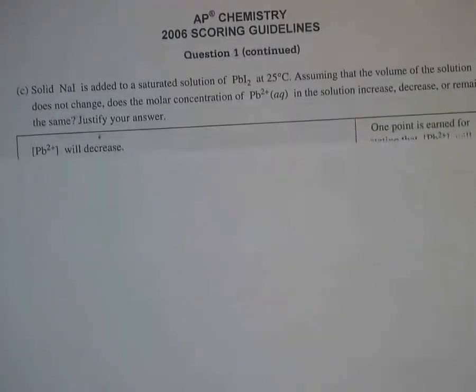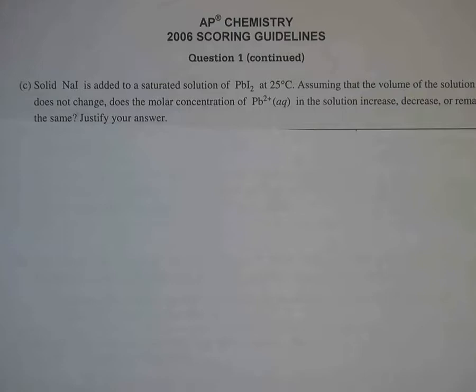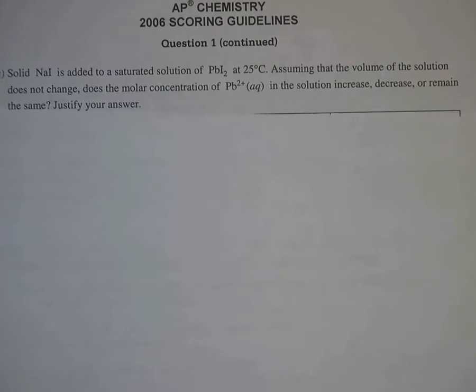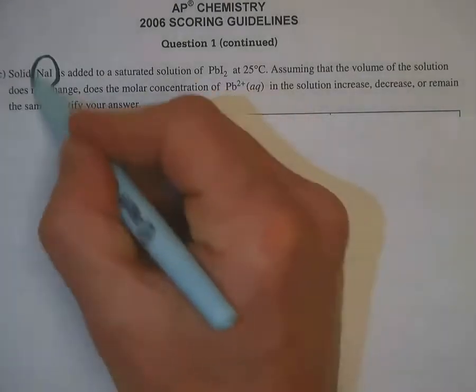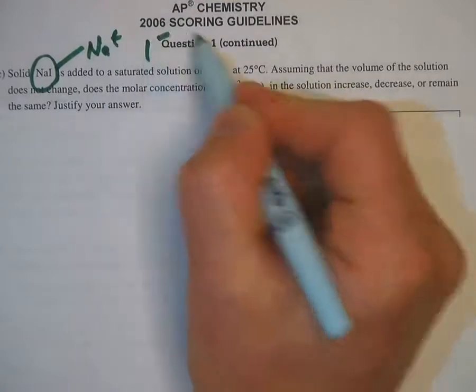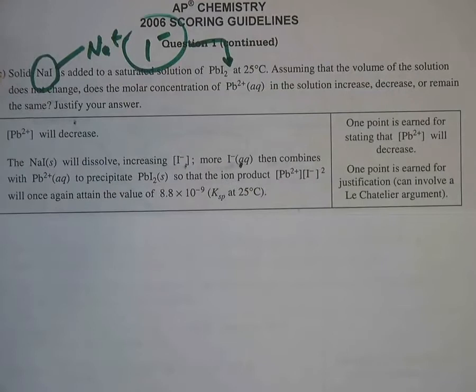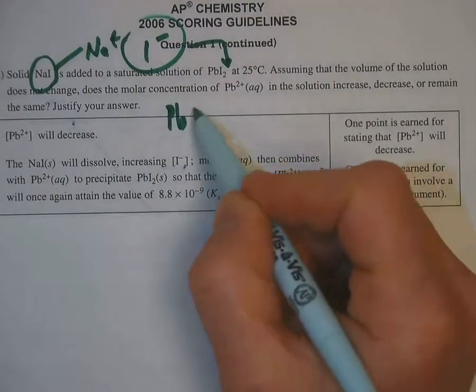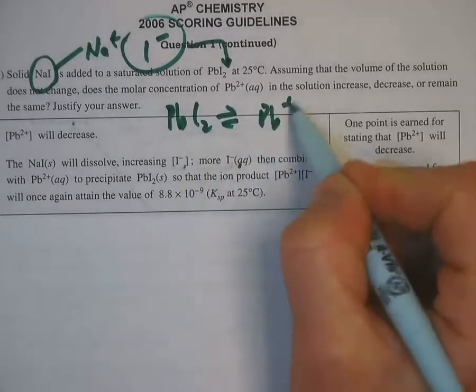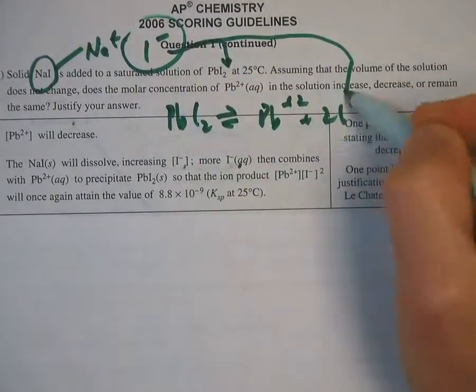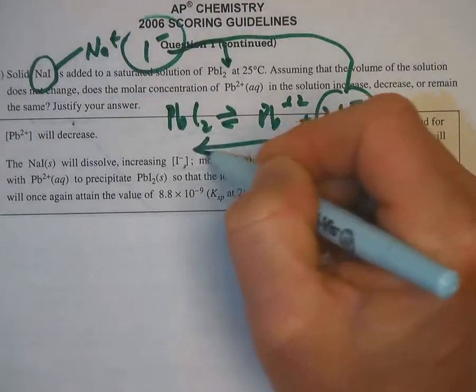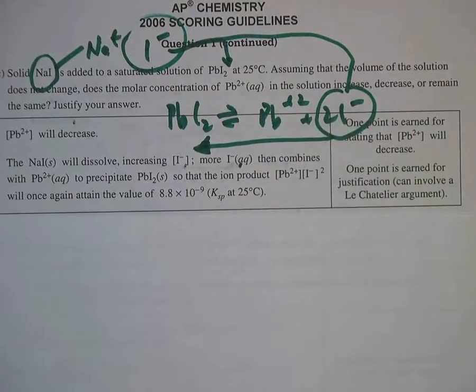Now on the back, NaI is added to a solution of PbI2. Assuming that the volume of the solution does not change, does the molar concentration of the solution increase, decrease, or remain the same? Le Chatelier's principle. Notice we had some NaI. What's that going to be? Na plus and I minus. I minus is in common with PbI2. Okay? Therefore, you'll shift the equilibrium left because the PbI2 reaction will have more of this added to it, and it would adjust to reduce the stress by shifting left.